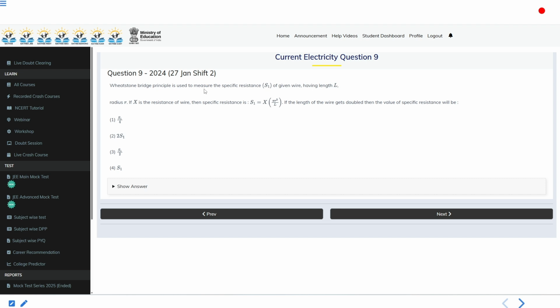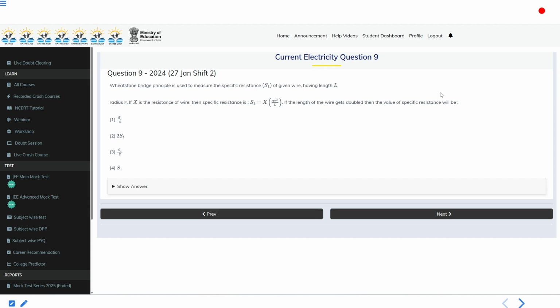The Wheatstone bridge principle is used to measure the specific resistance S1 of a given wire having length L and radius R. If X is the resistance of the wire, then the specific resistance is S1 equal to X pi R square upon L. If the length of the wire gets double, then the value of specific resistance will be. So what is given? We have to measure the specific resistance S1.